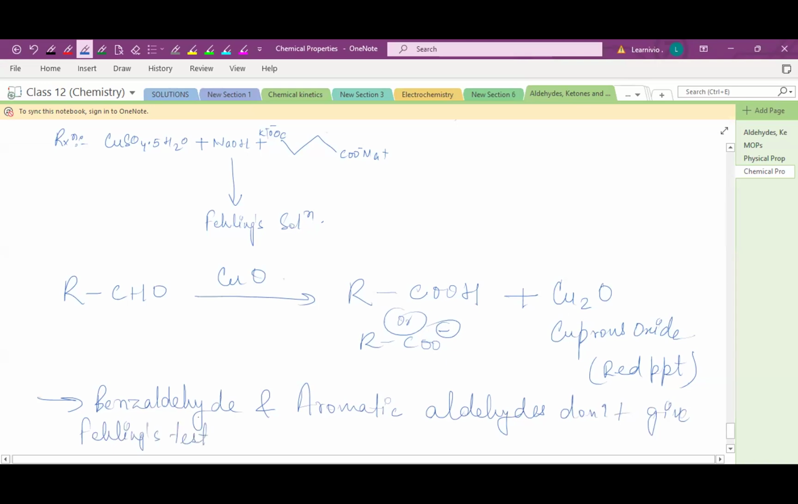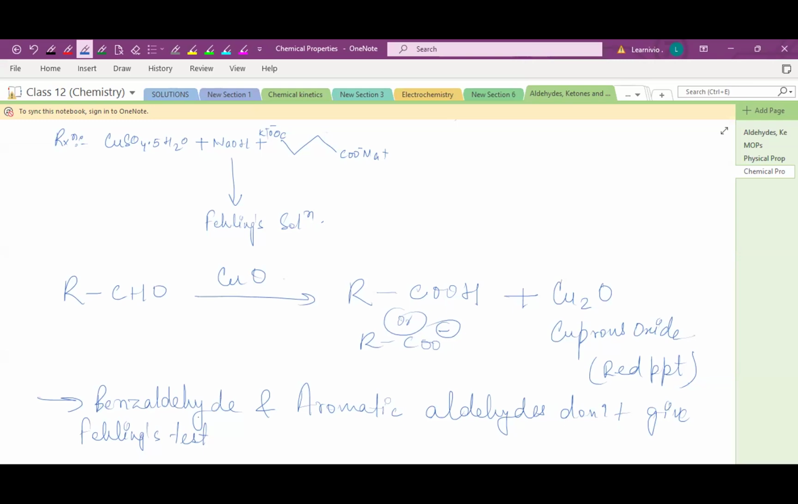So this test you can perform to distinguish between the aromatic aldehyde and the aliphatic aldehyde. If they give you a question with benzaldehyde and propanal, how is benzaldehyde different from propanal, how can you distinguish between them? Propanal is your aliphatic aldehyde and benzaldehyde is your aromatic aldehyde, right?